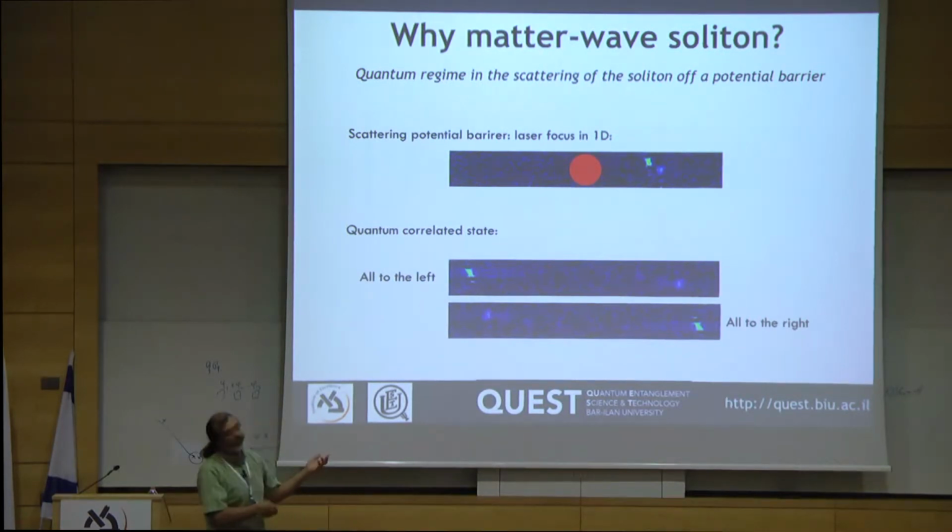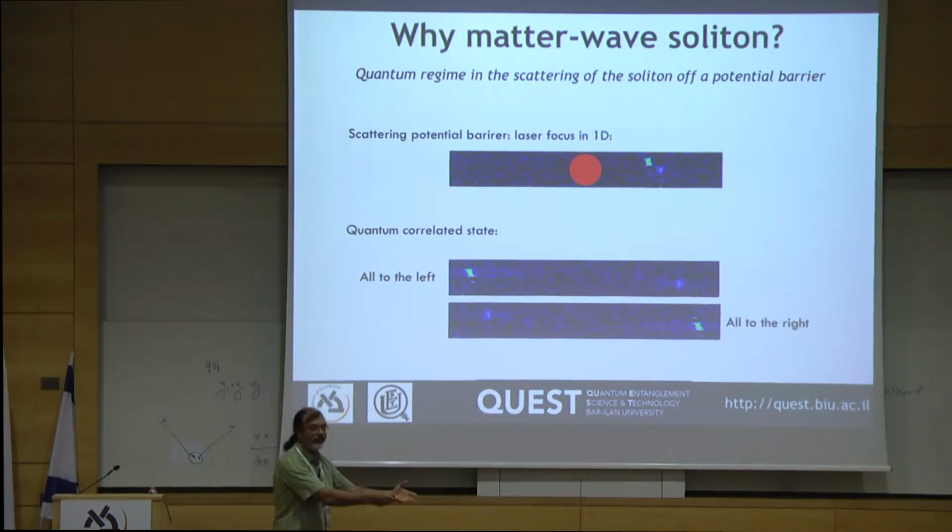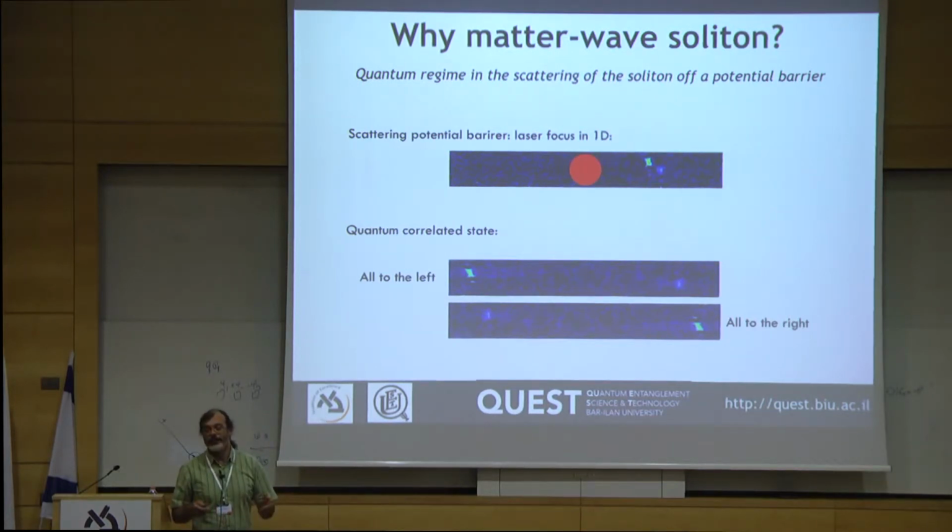But here, I'm talking about something different. Here, either everything goes to the left, or everything goes to the right. And then you actually make a sort of NOON state, a quantum superposition state whose interference is more interesting than the interference of classical objects. Okay, so that's the dream.